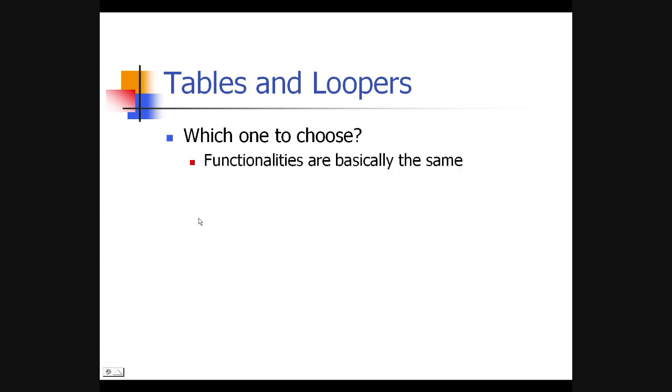The functionalities are basically the same. Of course, there are small differences. For example, in table, you have the table headers where you can sort and search. So, if you're looking for a selector, table is probably your best bet. But you could achieve the same thing in a looper.